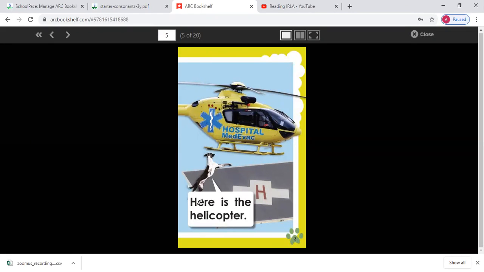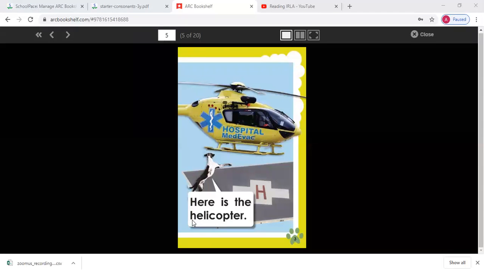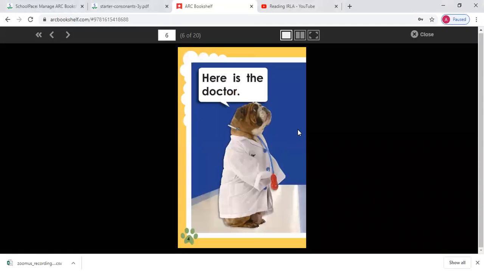Here is the. This new word starts with what letter? An H. And I know H says what sound? Huh, huh, huh. Okay, I'm going to say here is the helicopter. And we have a picture of a helicopter right here. Remember, I'm still tracking each word as I am saying them on my page.